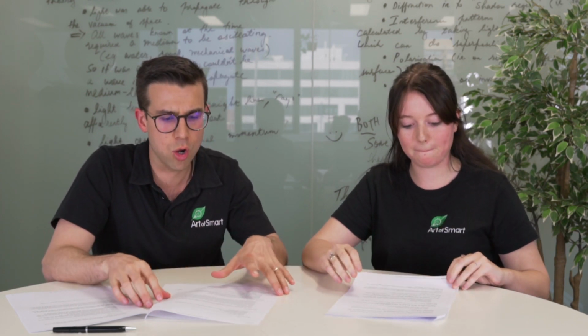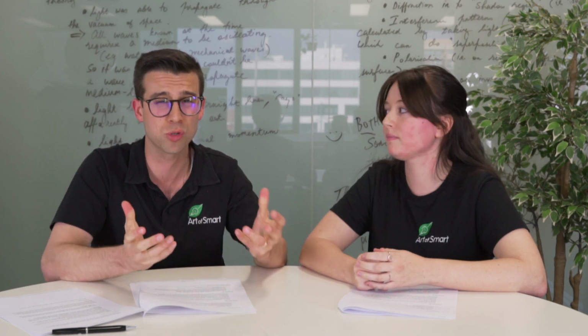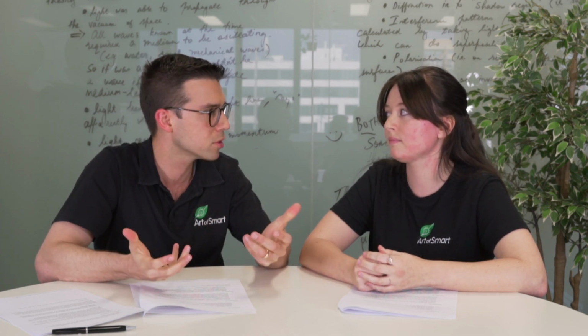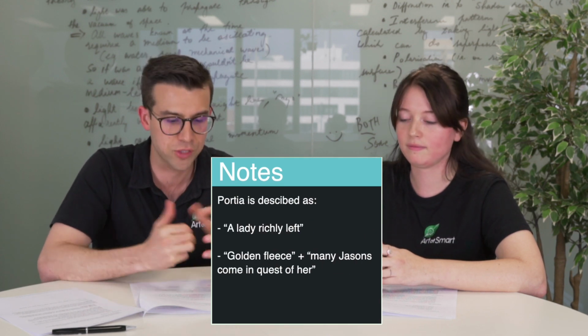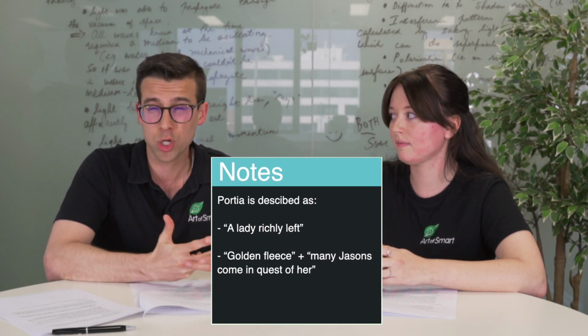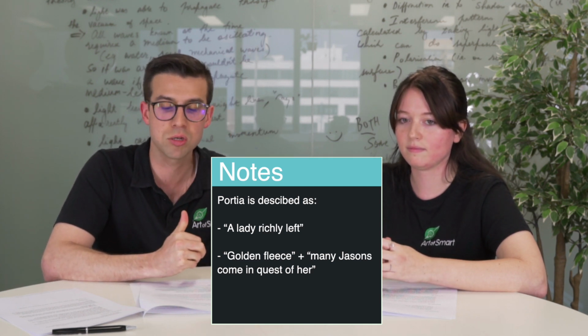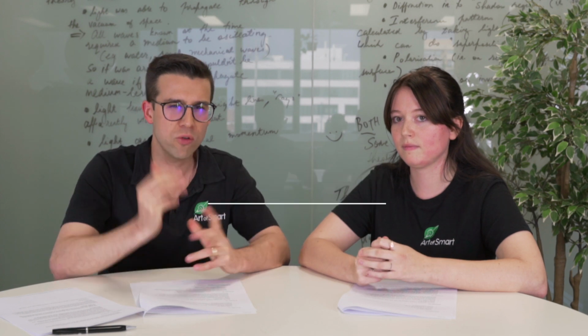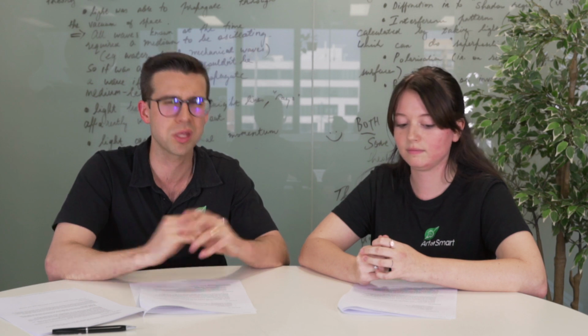So, to start with, one of the examples we see in the Merchant of Venice relating to Portia is some of the ways that she's described. Okay, so she's described as a lady richly left. There's language like the golden fleece that's used to describe her, and certainly the idea that many Jasons come in quest of her. So we've found some examples from the text that seem to say something interesting about Portia, and maybe say something about agency.